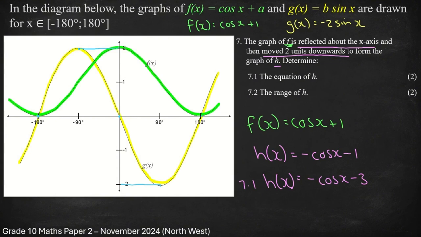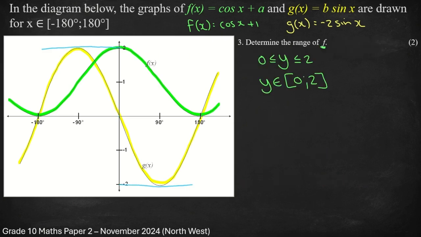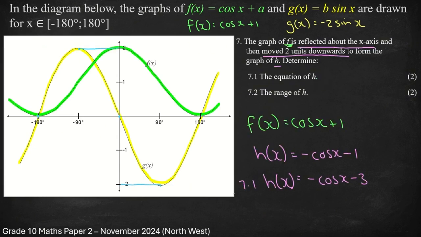Now let's determine the range of h. The range of the original graph f of x was already determined in question 3, and that was y is an element of 0 to 2. So let us just write it over here. We've got it as y is an element of 0 to 2. So if I reflect this original green graph on this x-axis, can you see that this value here at 2 will now be here at negative 2, and this value, when I reflect it, will stay here. So our minimum value will now be negative 2, and the maximum value will be 0, and that will be our y values.